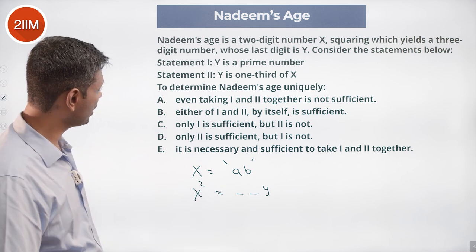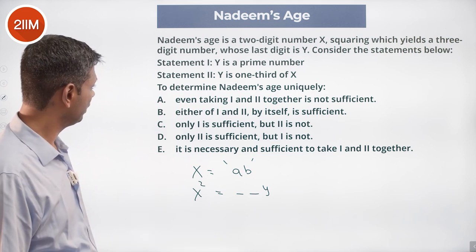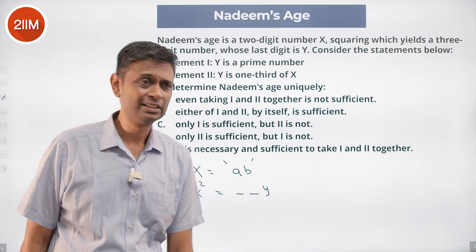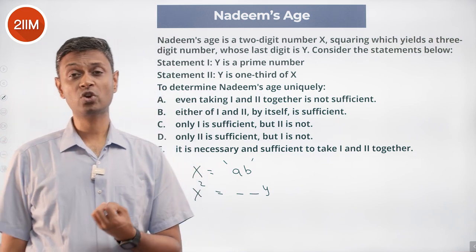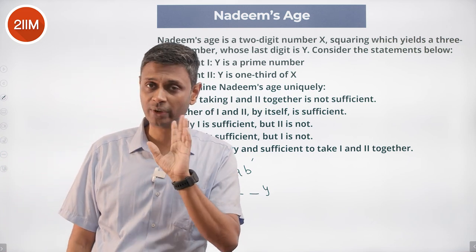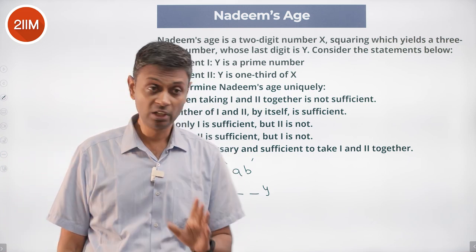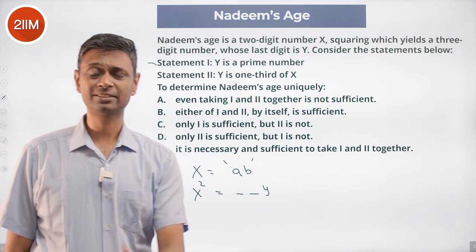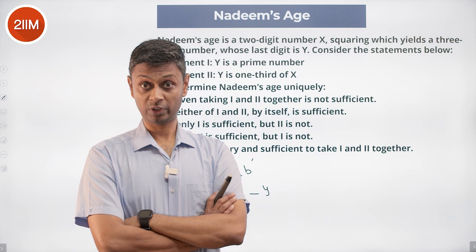To determine Nadim's age uniquely, even taking 1 and 2 together is not sufficient. Either of 1 and 2 by itself is sufficient. The data sufficiency question: how much of the information we have is enough to answer the question. Absolutely beautiful question. I want to look at the first statement and then find out whether I can find the answer. If we can, we can. If we can't, we cannot.